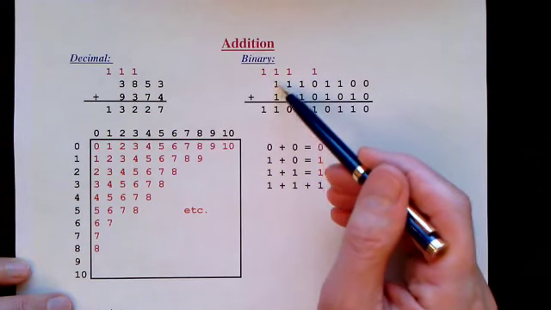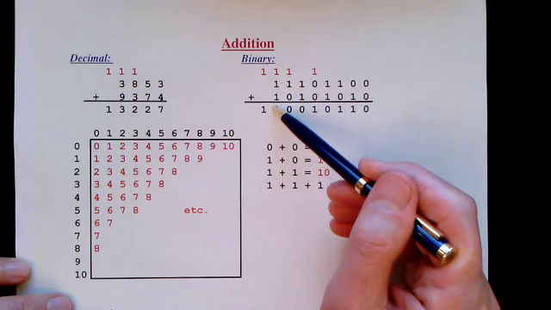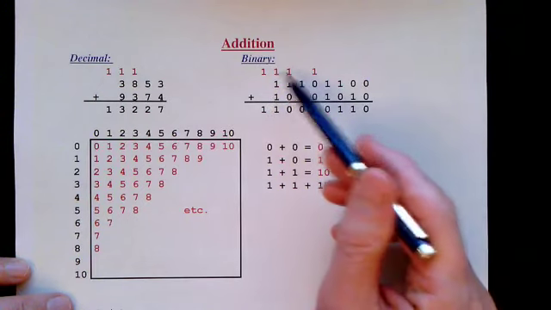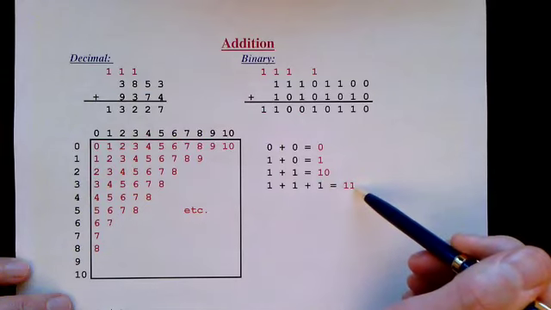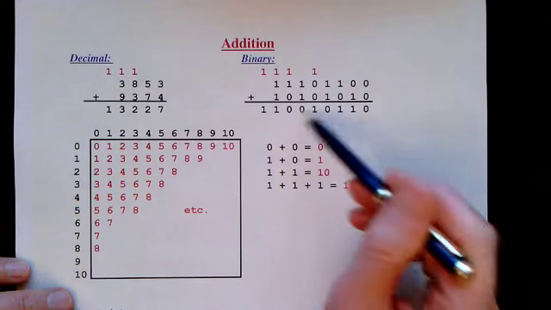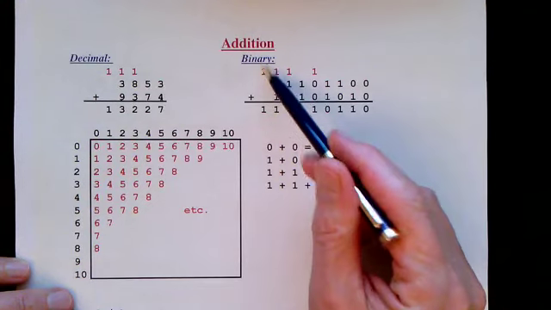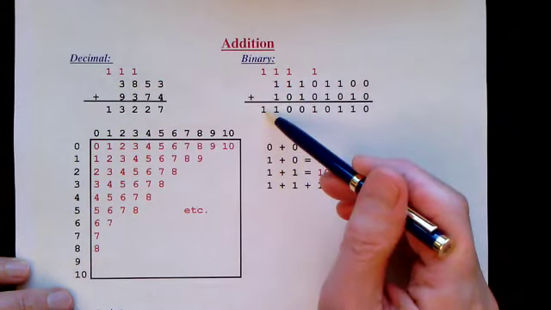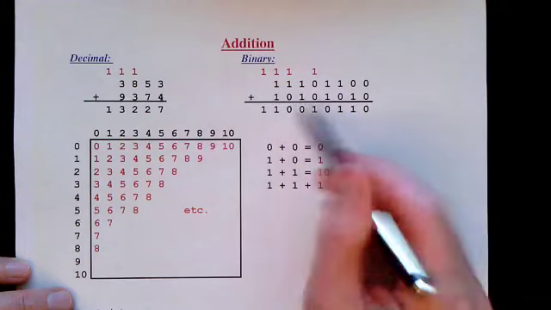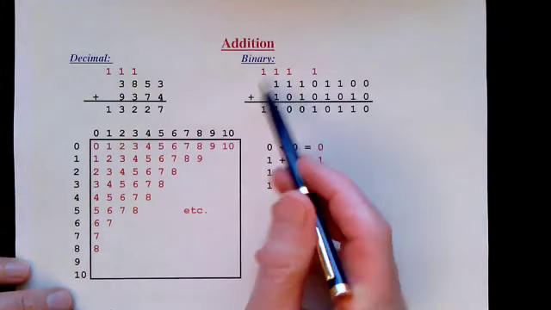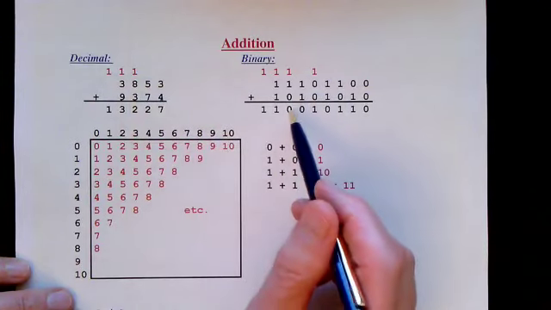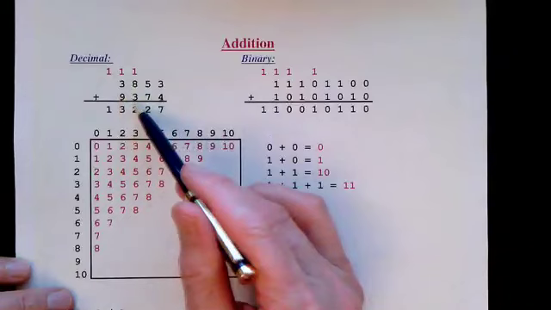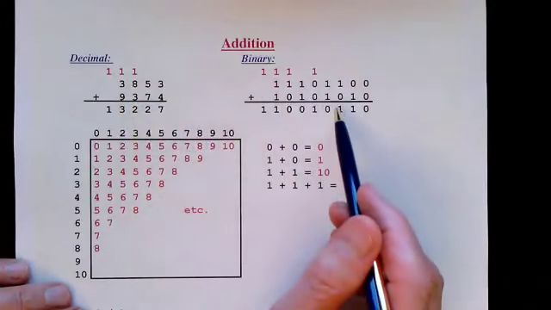And now we have 1 plus 1 plus 1, well that's 3. And 3 in binary is 1, 1. So we write down the 1 and we carry the 1. And we're done, so we have 1. So this is our answer. Notice that we're only carrying 1s, just like in decimal, and that's always the case. In decimal, we only carry 1s, and in binary, there's nothing else that we could possibly carry.